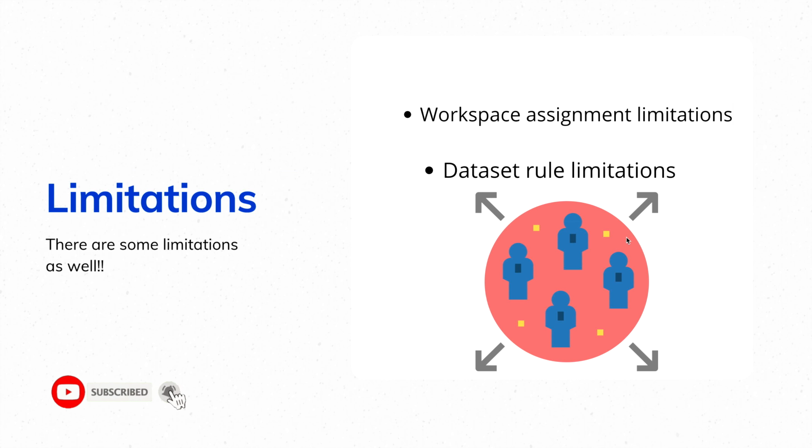Now let's discuss the limitations. As I mentioned previously, when we are working on something, there are definitely some limitations. For this, we have two types of limitations. One is the workspace assignment limitations, and secondly the dataset rule limitations.